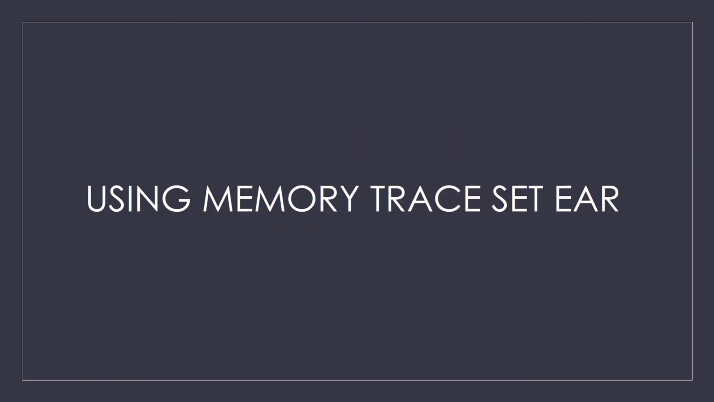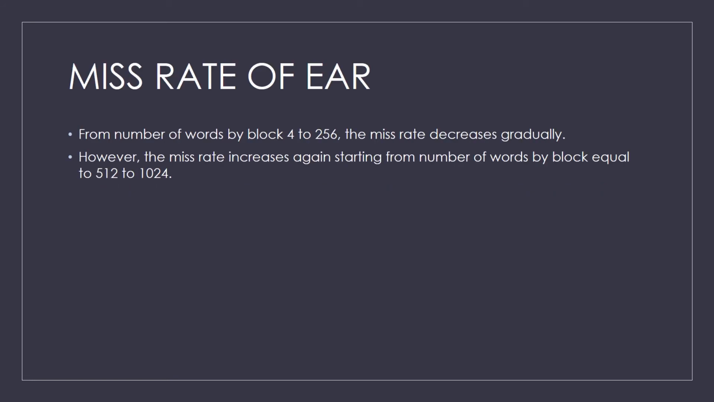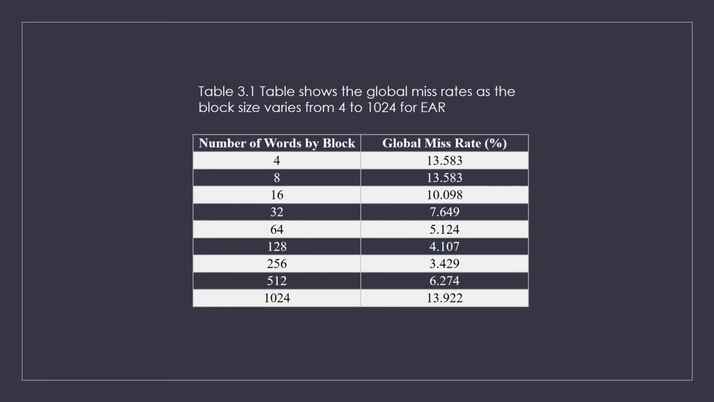Okay, so now we are going to use memory trace set EAR. From memory, for number of words by block 4 to 256, sorry, the miss rate decreases gradually. However, the miss rate started to increase again, starting from number of words by block equal to 512 to 1024. Okay, so this table shows the global miss rates as the block size varies from 4 to 1024 for memory trace set EAR.